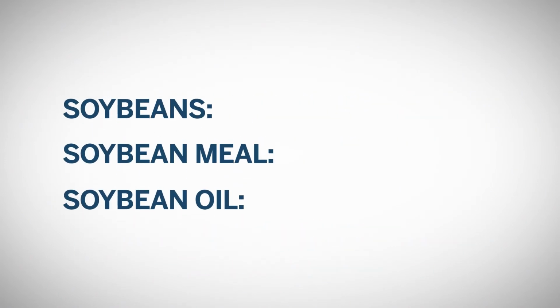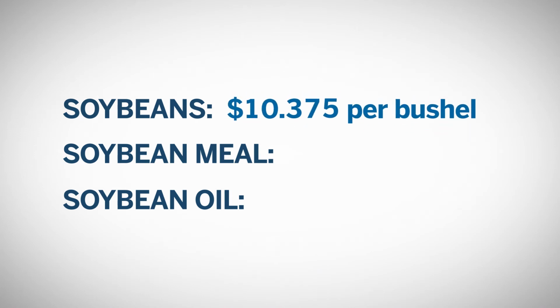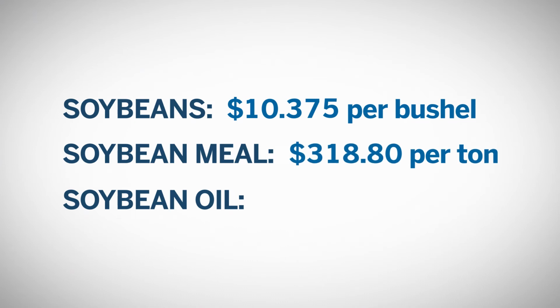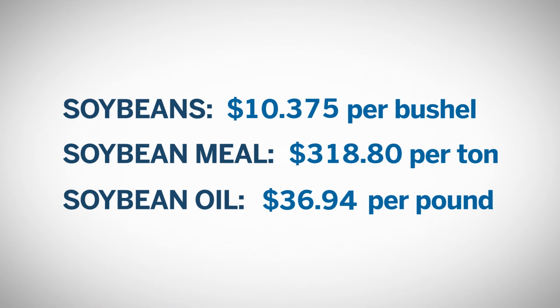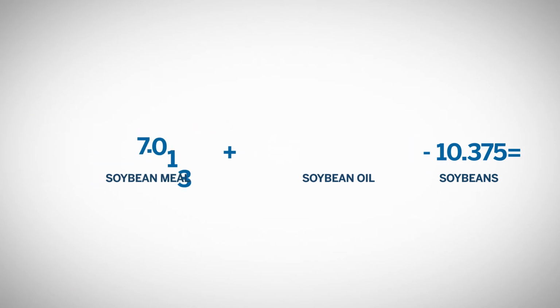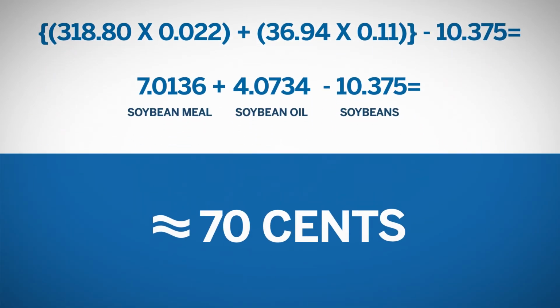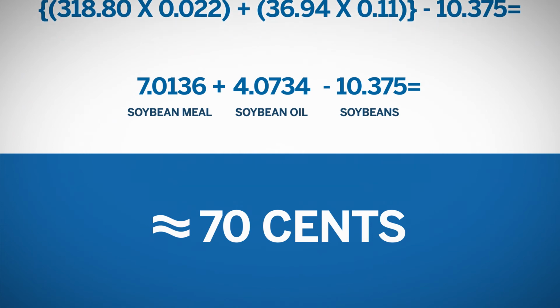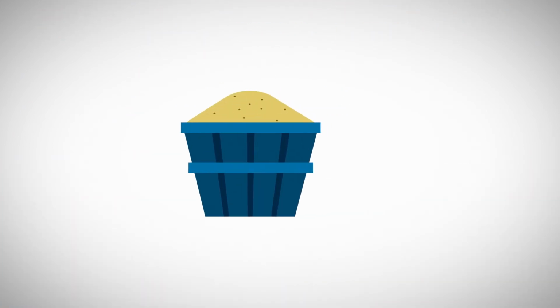For example, assume the following prices for the soybean futures complex. Soybeans, $10.375 per bushel. Soybean meal, $318.80 per ton, and soybean oil, $36.94 per pound. This equation shows how the crush would be calculated in this situation. Therefore, at these prices, a processor could potentially earn approximately 70 cents from processing 1 bushel of soybeans into soybean meal and oil.